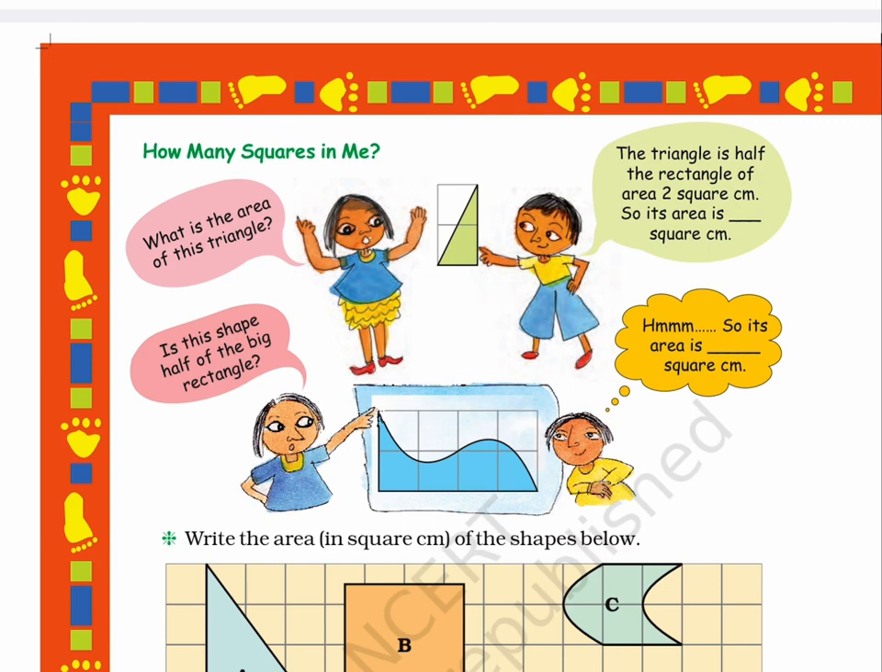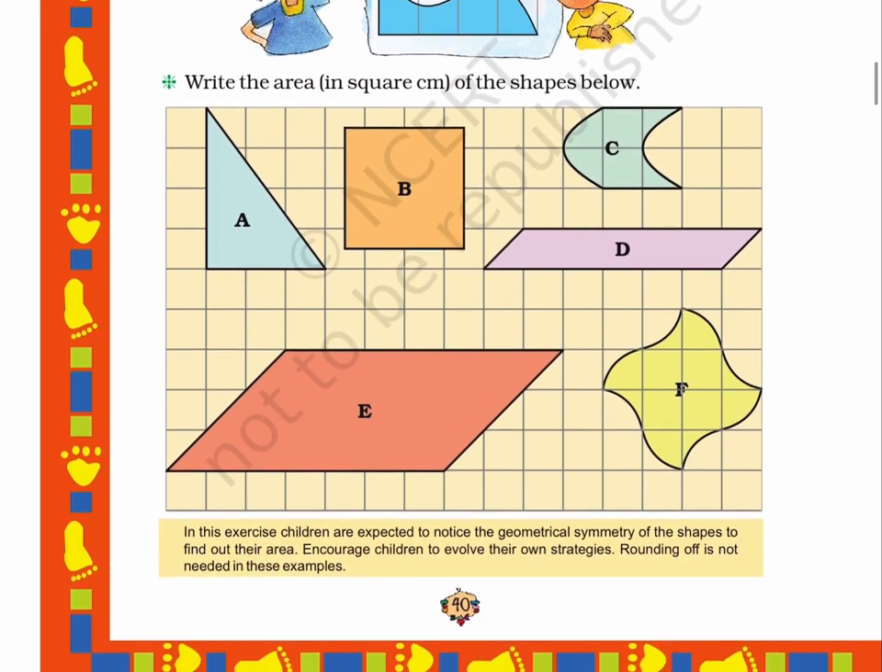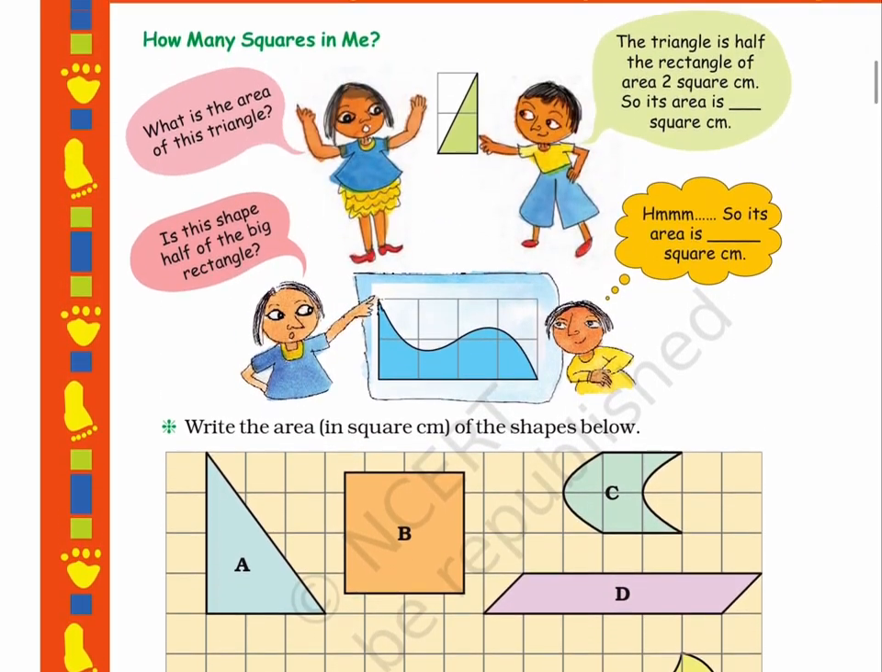The girl on the left is asking, "What is the area of this triangle?" The boy is telling, the triangle is half the rectangle of area 2 square centimeters, so its area is dash square centimeters. Below that, we have another conversation between a boy and a girl. In between them, we see a big rectangle in which there is a shape of curves drawn. The girl is asking, "Is this shape half of the big rectangle?" The boy is thinking, so its area is dash square centimeters.